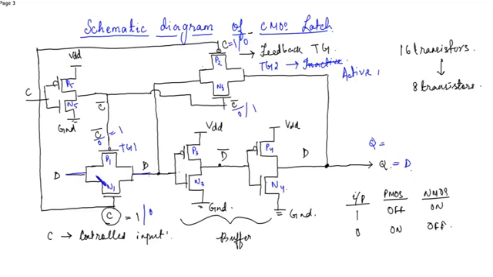Because this input is not passed to this transmission gate, whatever the earlier value of Q was, the previous output will be seen in the next output. So this is the operation of the D latch. Now let's see the gate level diagram of a latch.